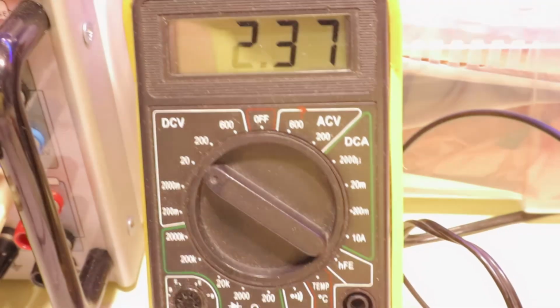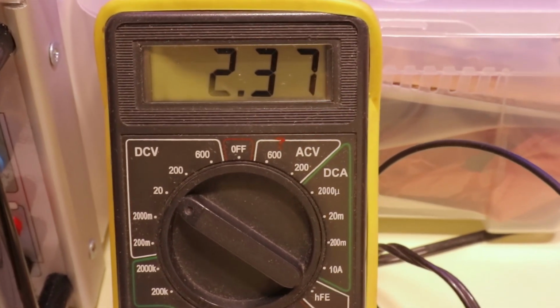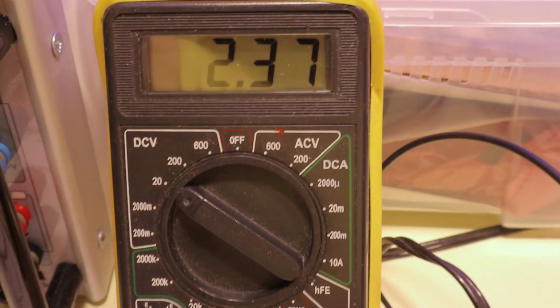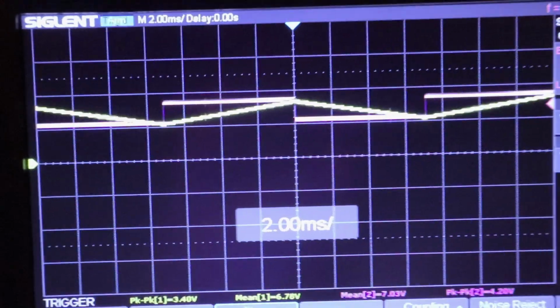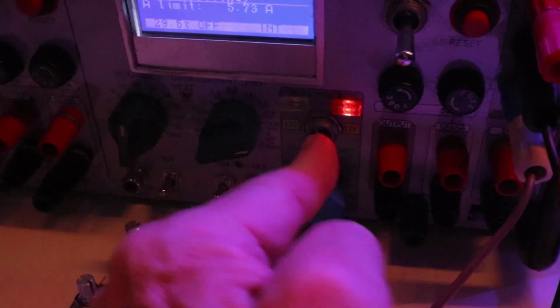But we are at the very lowest end of the frequency, and we are at the end of the voltage. This is the limit of the voltage. 2.2 volt is the limit. The symmetry is perfect now. I improved the circuit by switching from 12 to 15 volt to have more headroom.